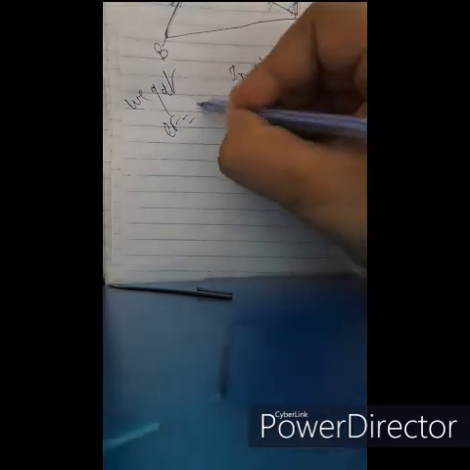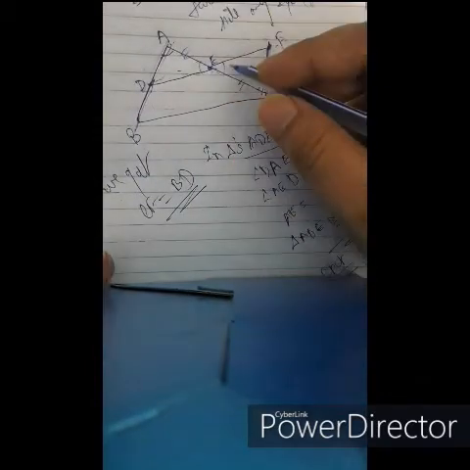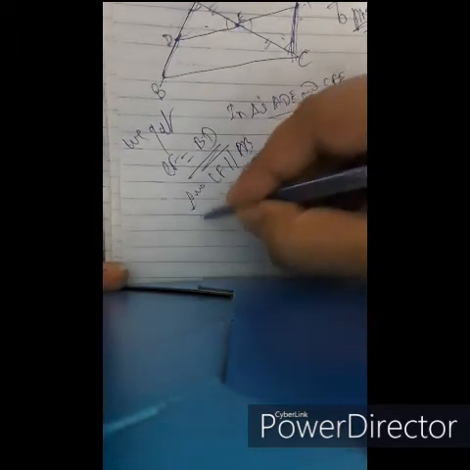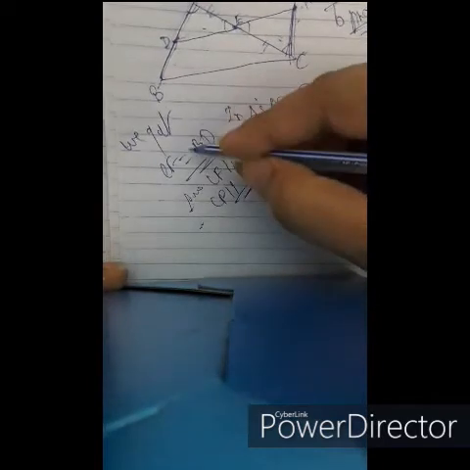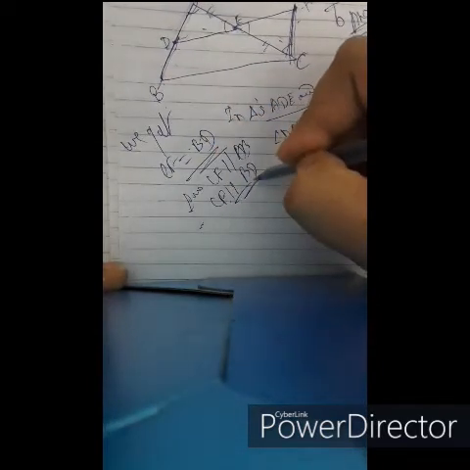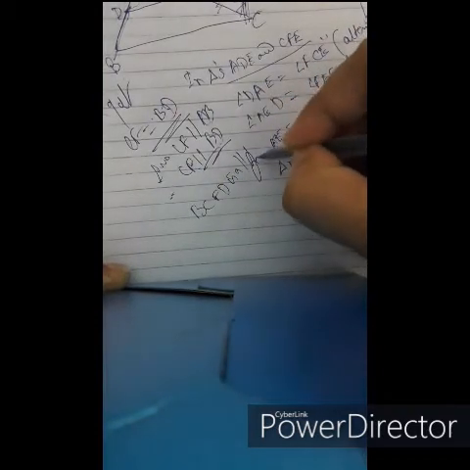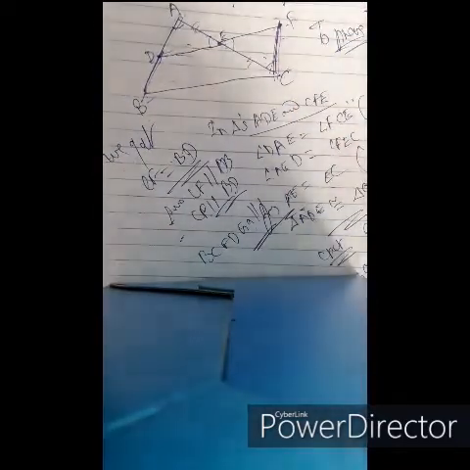And since CF is parallel to AB, therefore CF is also parallel to BD. CF equals BD and CF is parallel to BD. Therefore, BCFD is a parallelogram. I hope you got this. We have proved BCFD is a parallelogram. After that, we know opposite sides of a parallelogram are equal.